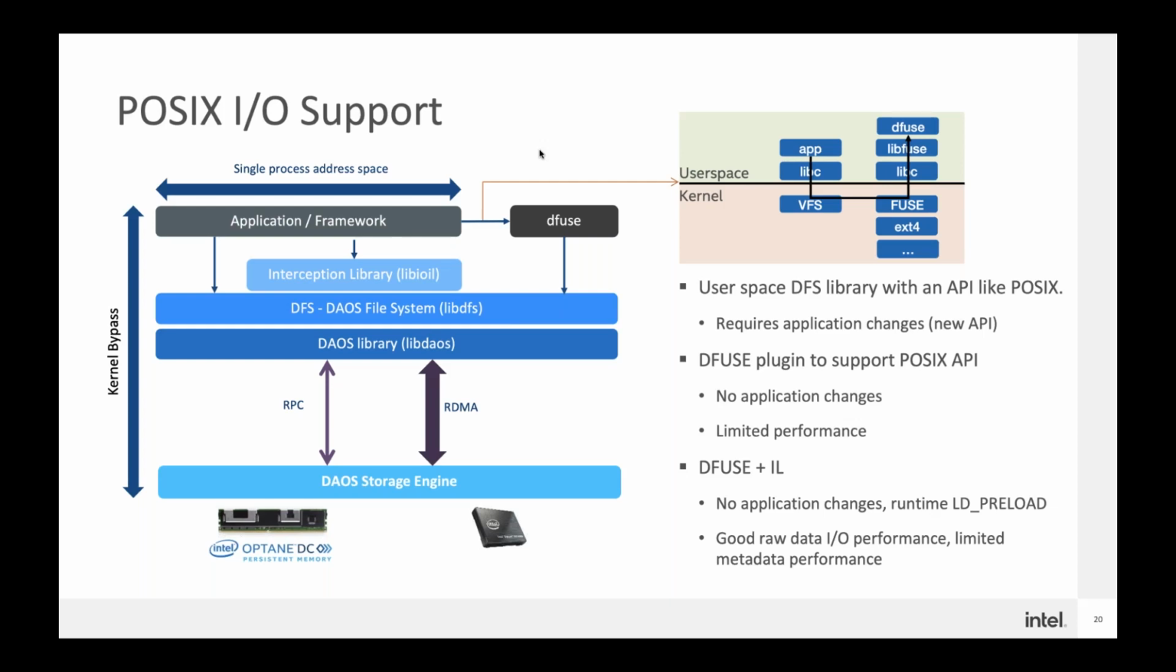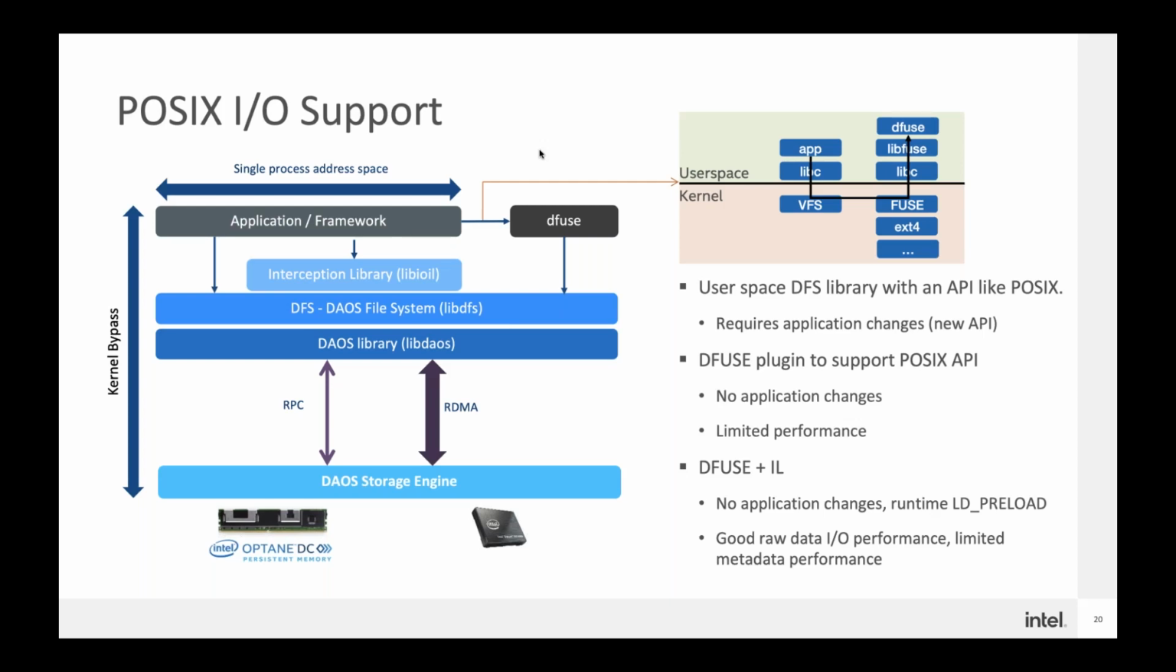The middleware or framework will be linked with libdfs. We just have to write a small shim layer between the framework and libdfs to directly send the POSIX calls to libdfs. At that point, the application is using end-to-end user space I/O over POSIX without even noticing it.